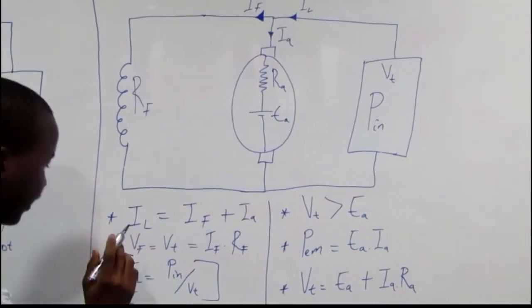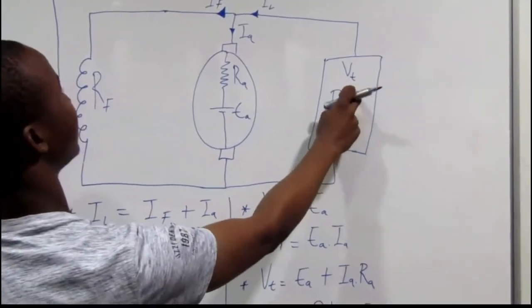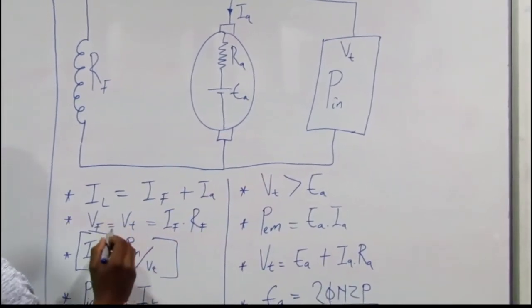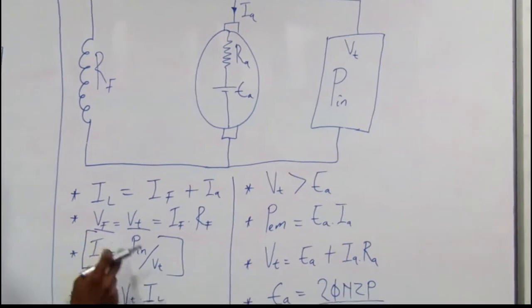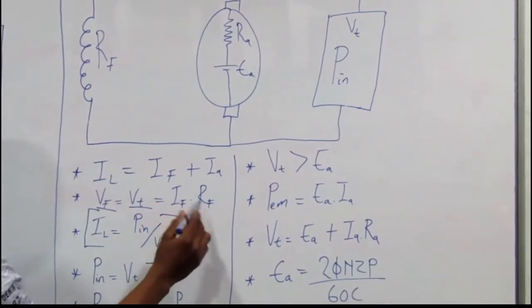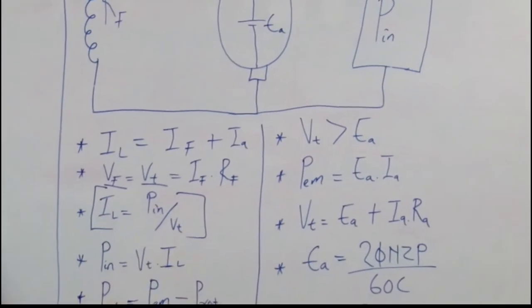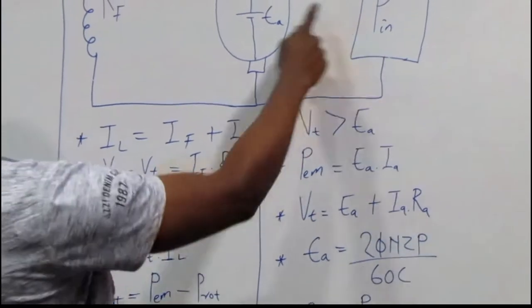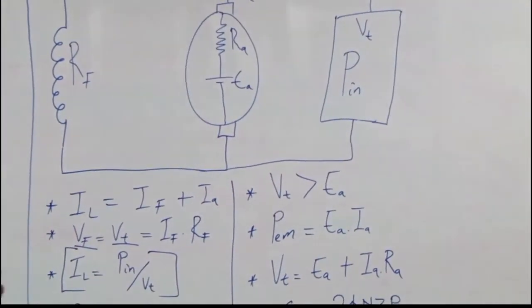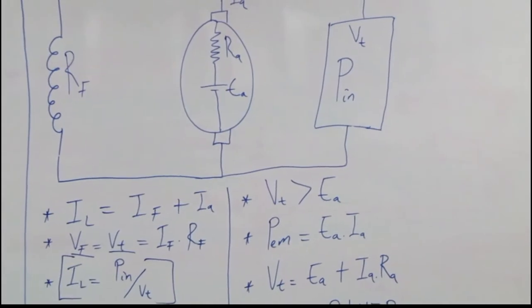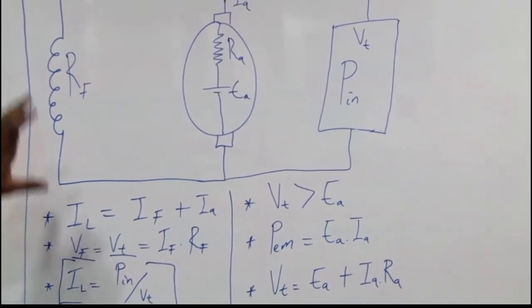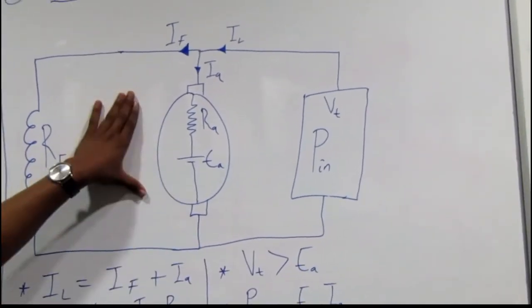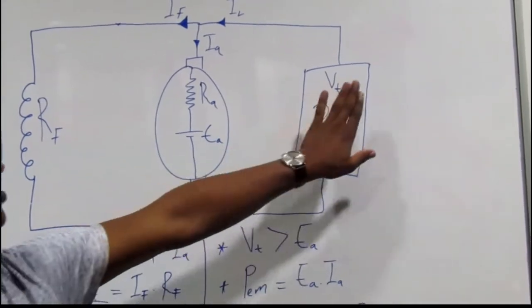Now your V terminal is equal to VF. V terminal is equal to VF is equal to IF times RF, where IF and RF are the field current and field resistance. Why do we say V terminal is equal to field voltage? It is because here we only have resistance, and here we have resistance and voltage, of which our V terminal.